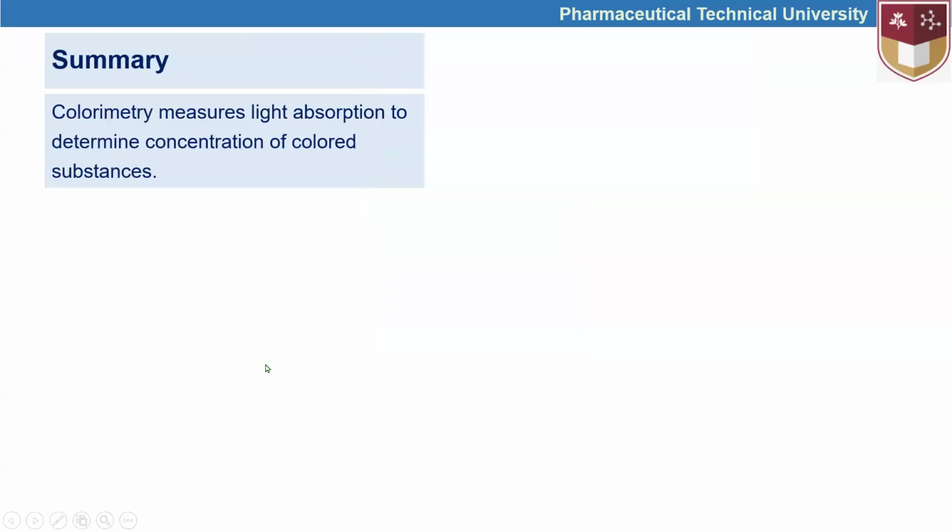And in summary, we say that colorimetry measures light absorption to determine the concentration of colored substances.